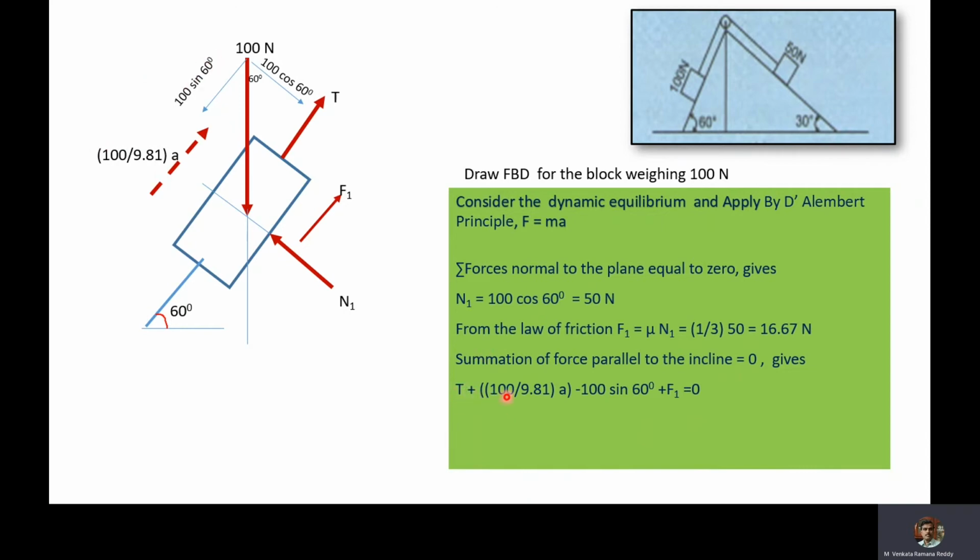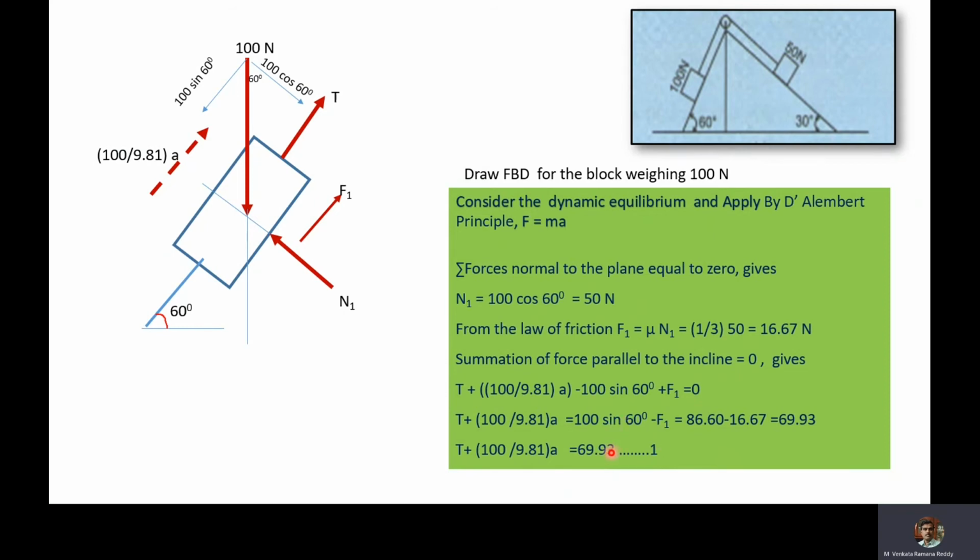Then T plus 100 by 9.81 into A minus 100 sin 60 degrees plus F1 is equal to 0. Substitute the F1 value here. After simplifying, T plus 100 by 9.81 into A is equal to 69.93. This is equation number 1.